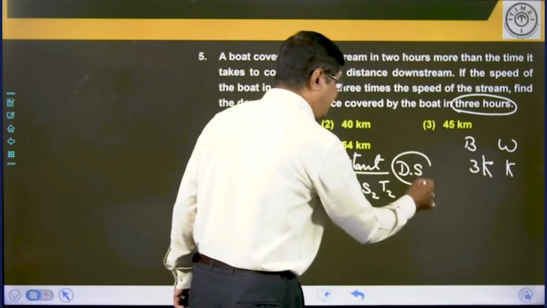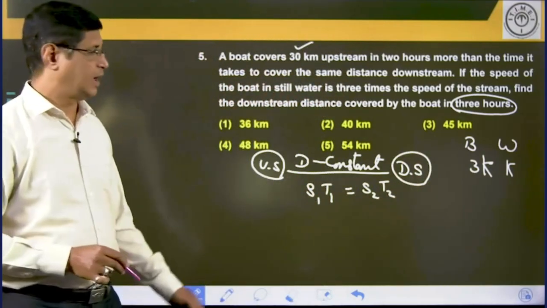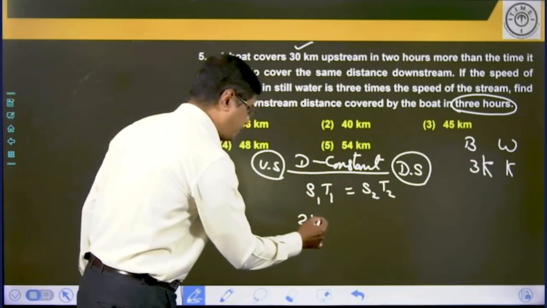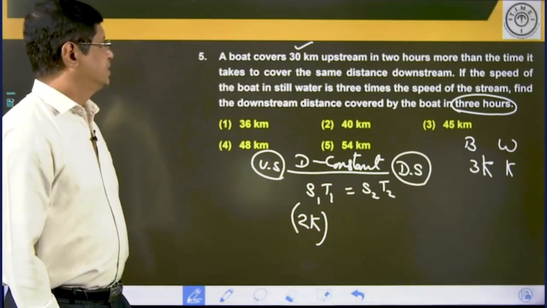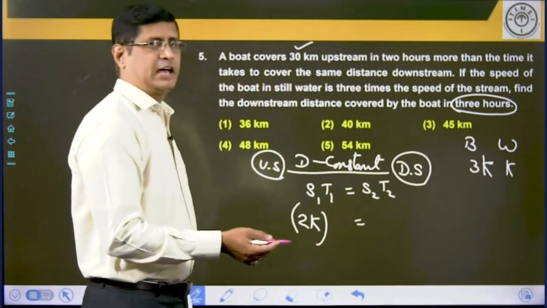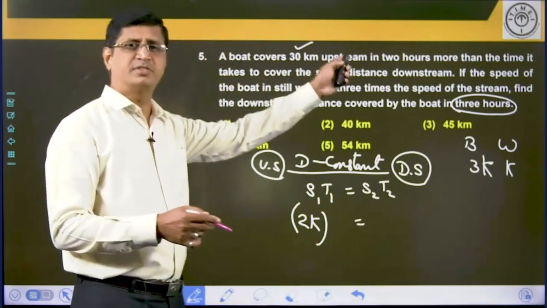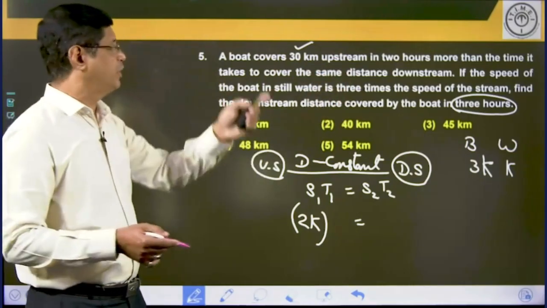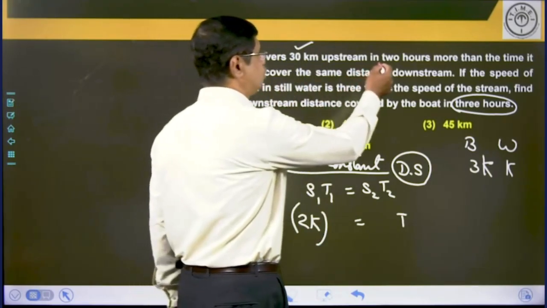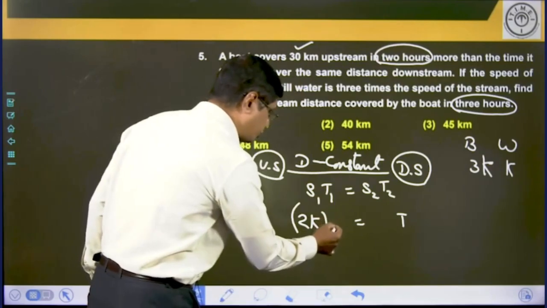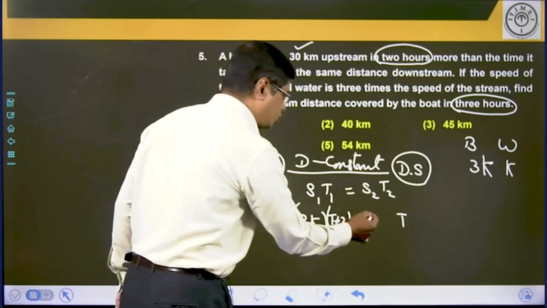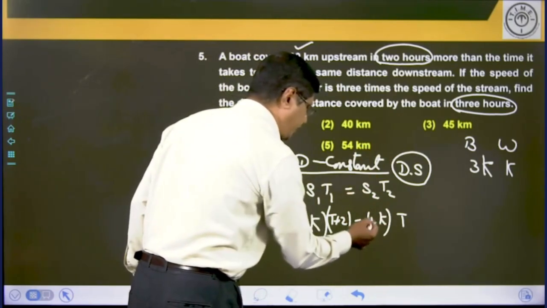So what is the relative speed in upstream? Upstream, 3K minus K, that is 2K. What about the time? Time here is not given. Original time means time in the downstream and time in the upstream. When you observe, the time in the downstream is T and time in the upstream is 2 hours more, so T plus 2. Whereas the relative speed in the downstream is 3K plus K, that is 4K.